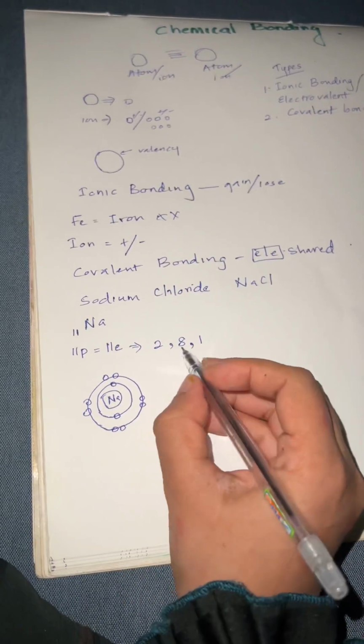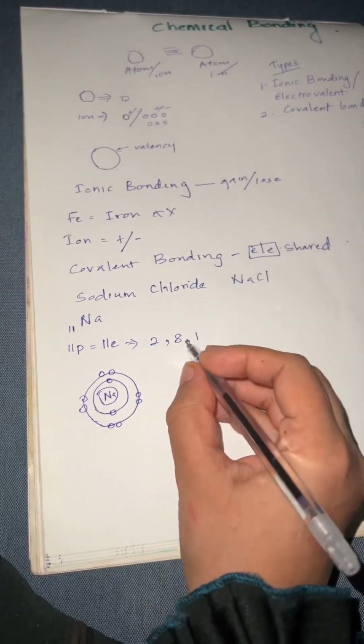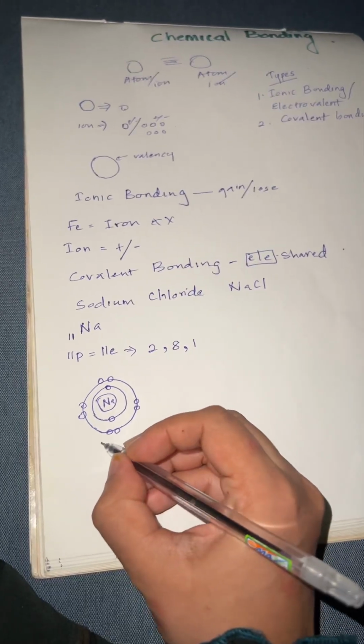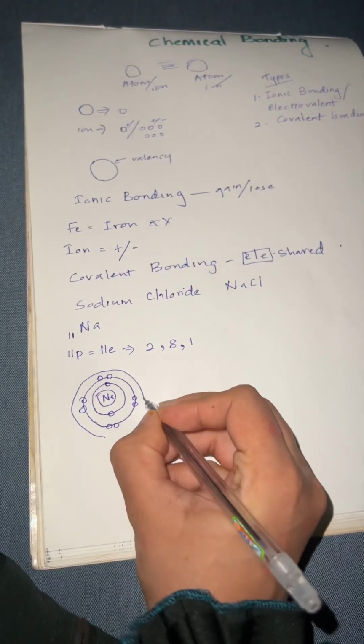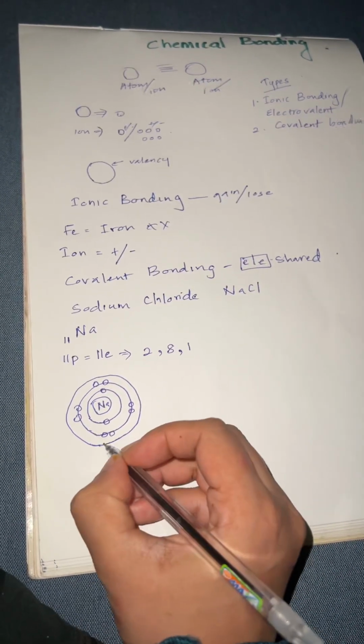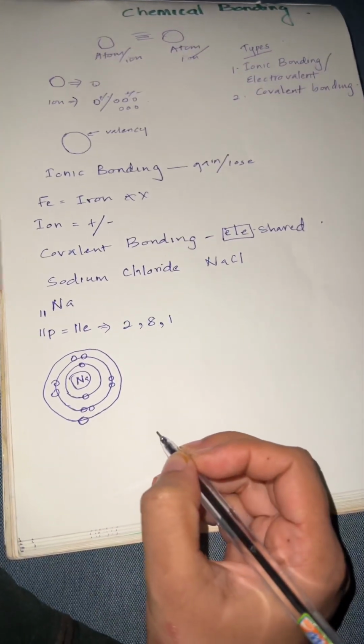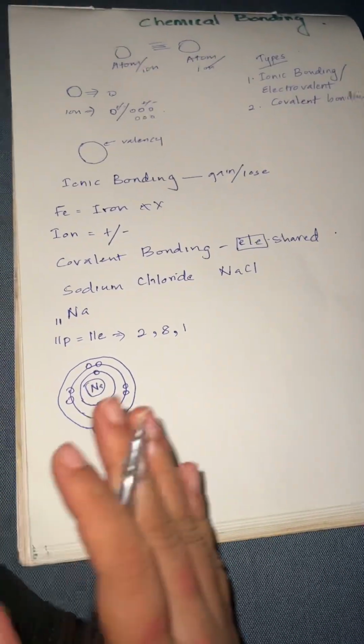So how many are remaining to make 11? 2 and 8 is 10, plus 1. So the outermost shell has one electron, right? So this is the electron configuration of sodium.